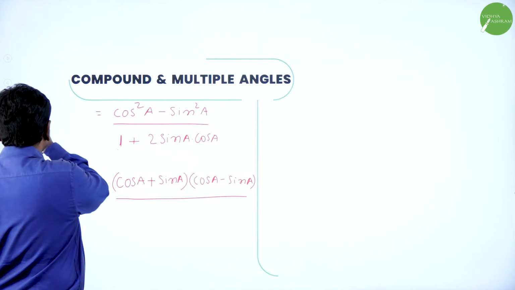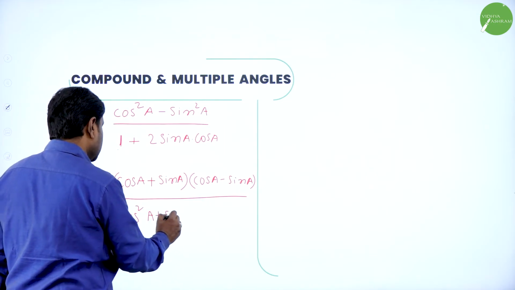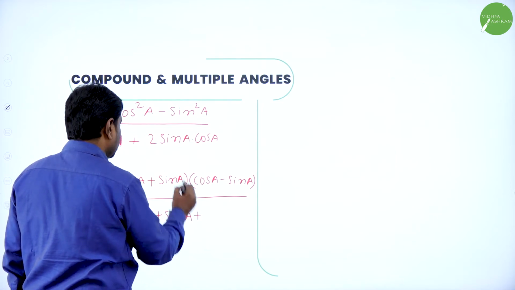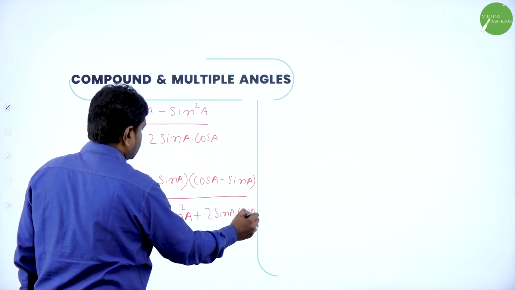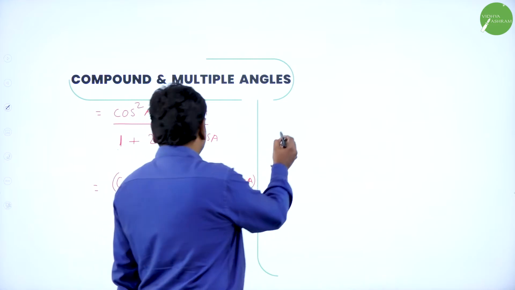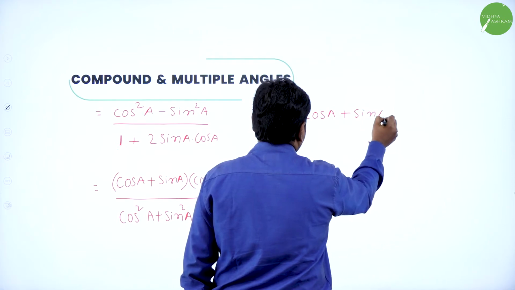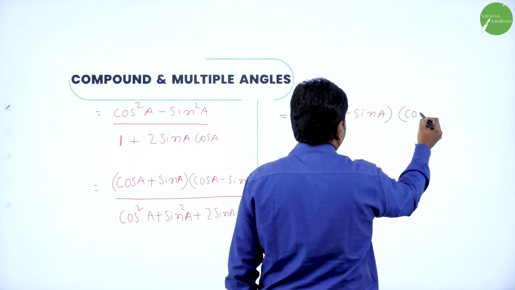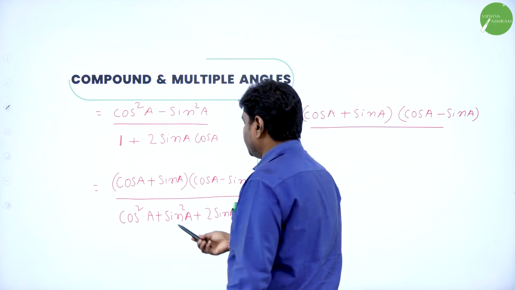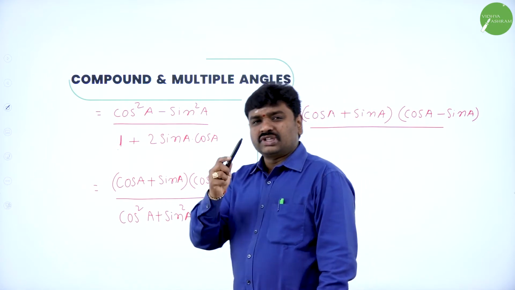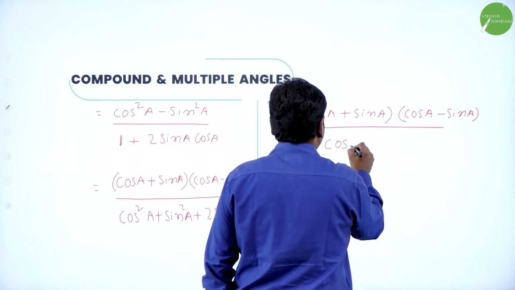So what is cos square theta plus sin square theta? It is also 1. So instead of 1 I'll write cos square A plus sin square A, then plus 2 sin A into cos A. Further we have cos A plus sin A into cos A minus sin A divided by, in the denominator, a square plus b square plus 2ab. What is a square plus b square plus 2ab? A plus b the whole square. So I can write this as cos A plus sin A the whole square.